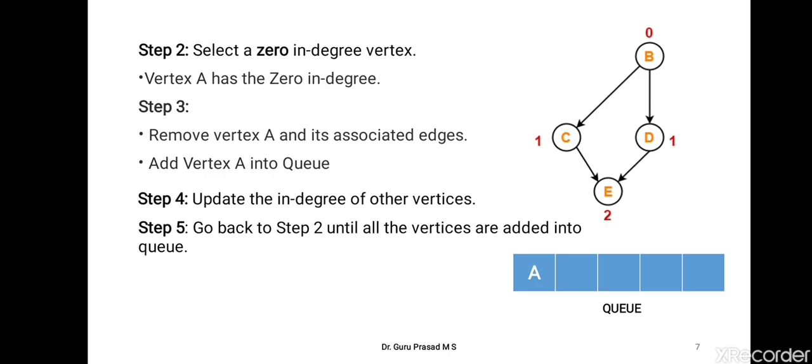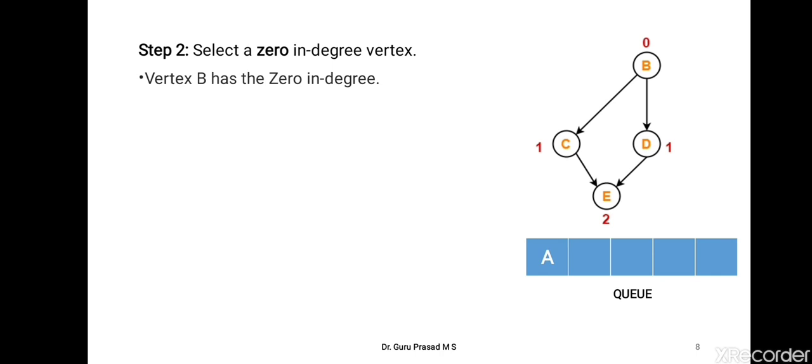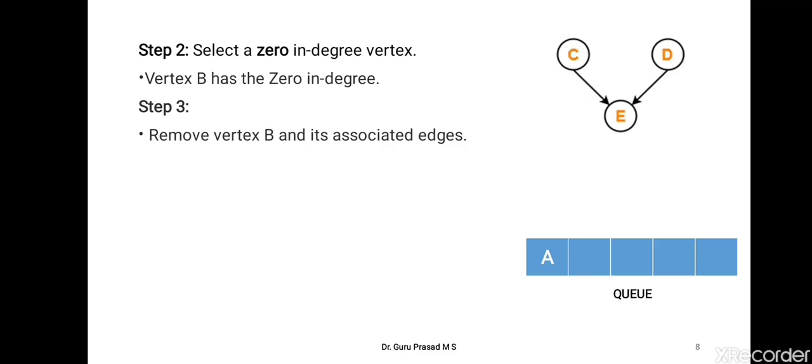Step 5. Go back to step 2 until all the vertices are added into the queue. Right now only one vertex A is added into the queue, so I am going back to step 2. Select a 0 in degree vertex. Vertex B has 0 in degree. Step 3. Remove vertex B and its associated edges. Add vertex B into queue.